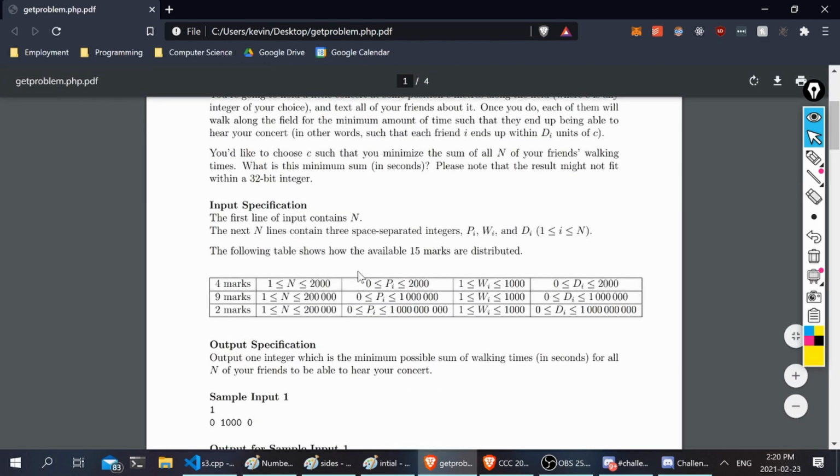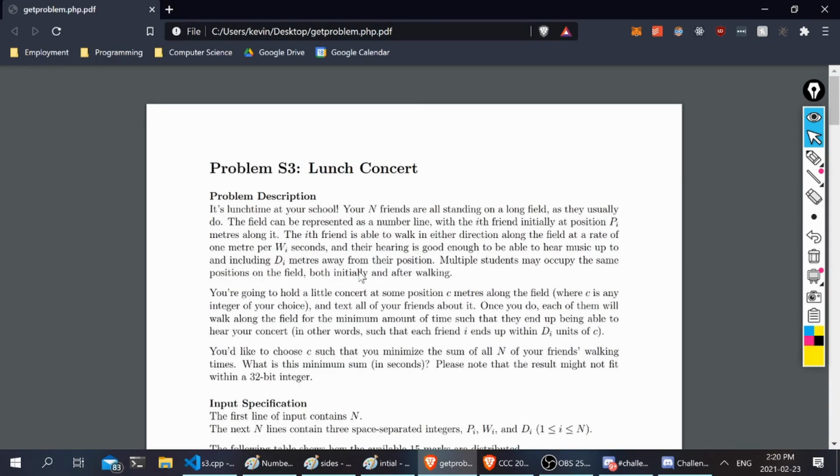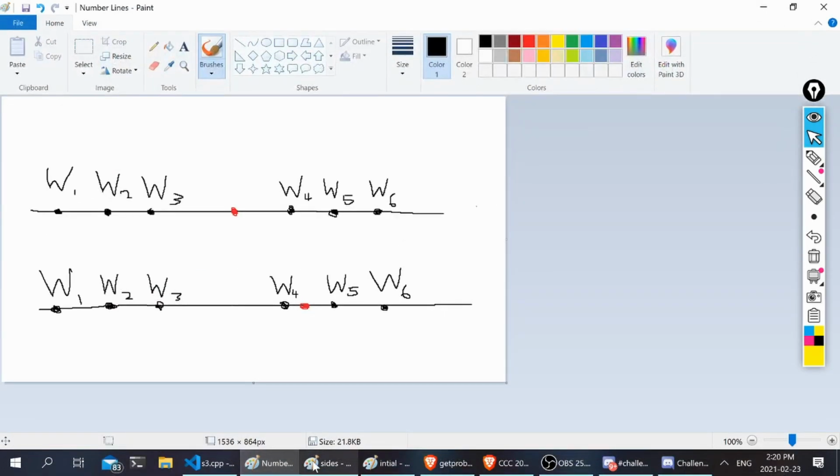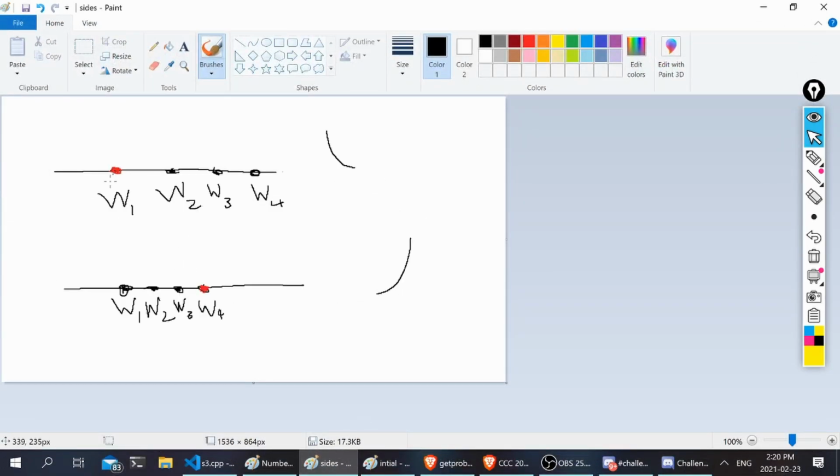So for this question, I think the first thing we need to notice is that the value of C on the number line is just going to be in the range of the first person and the last person. All right, because it doesn't make sense if we just have the person here, then it's just more optimal if we're already at the first person. So we're gonna notice that the minimum and the maximum positions that we should be at, for the value of C, is just at person 1 and the last person.